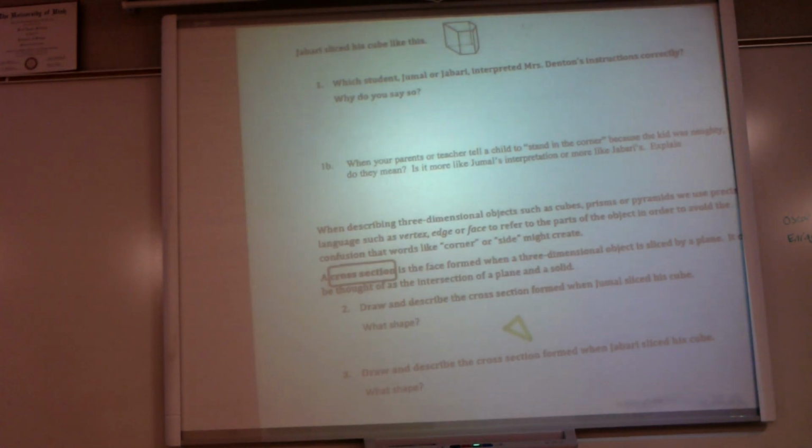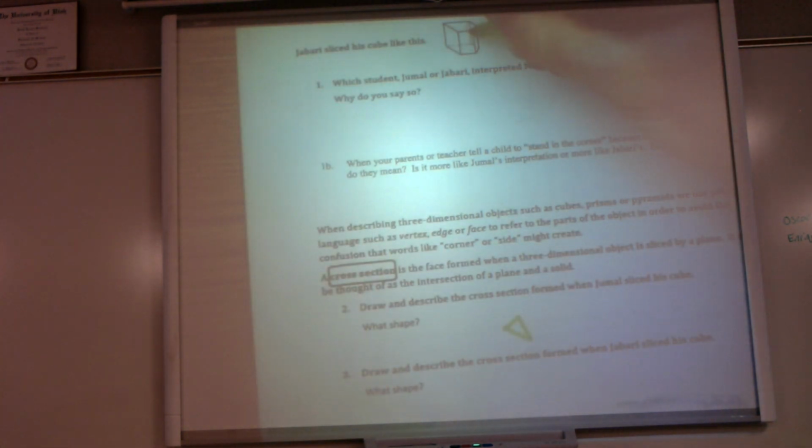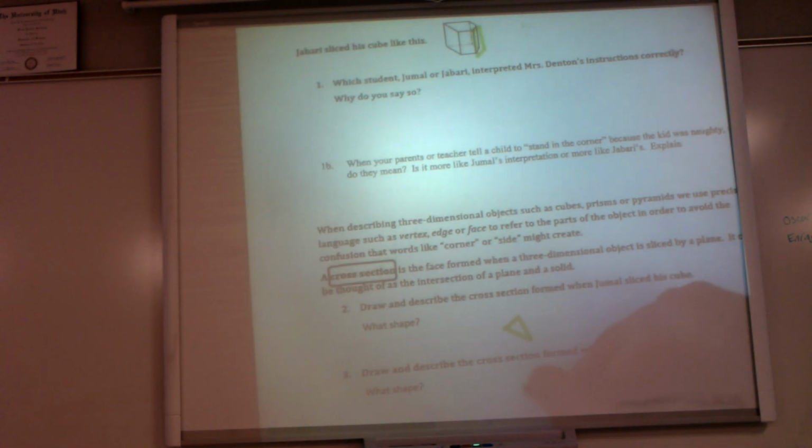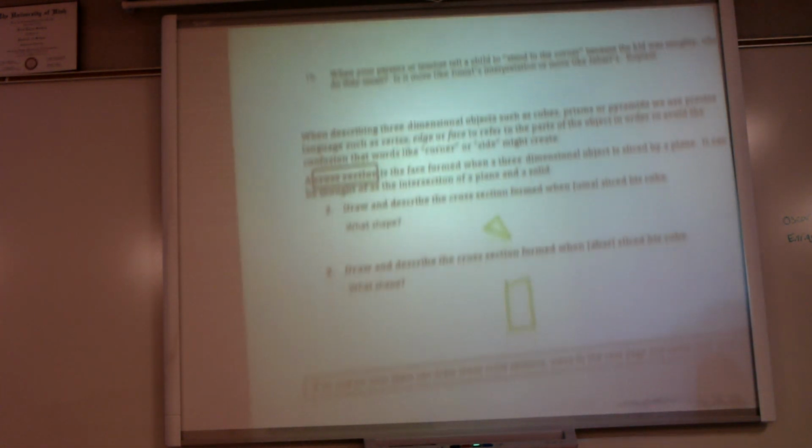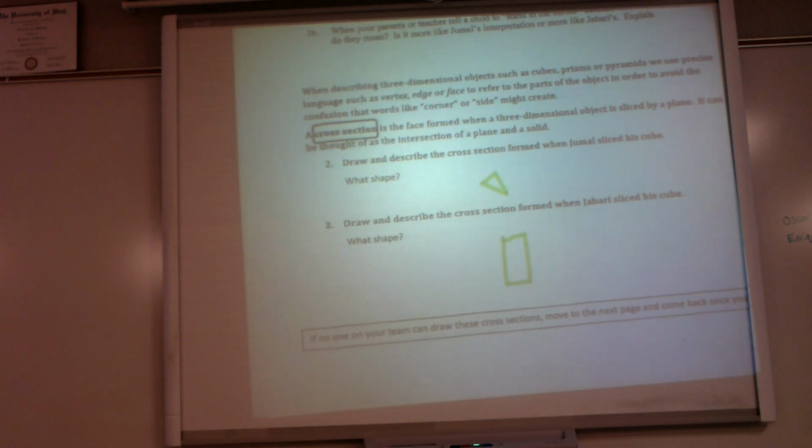Now, when we look at Jabari, he sliced his straight down. And you can see right here, it took off this rectangle. It went through 4 faces, so therefore it had 4 sides that made a rectangle. Okay? Alright, let's go on to the next page.